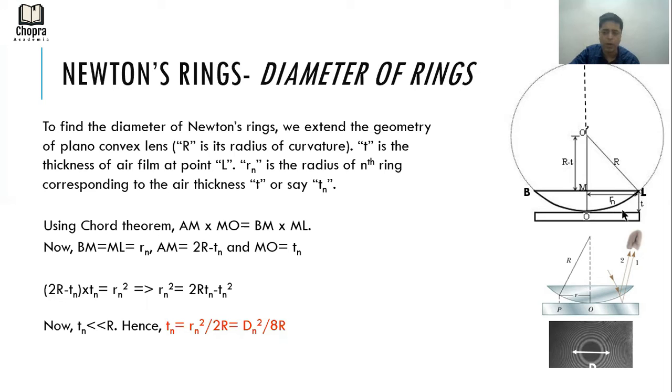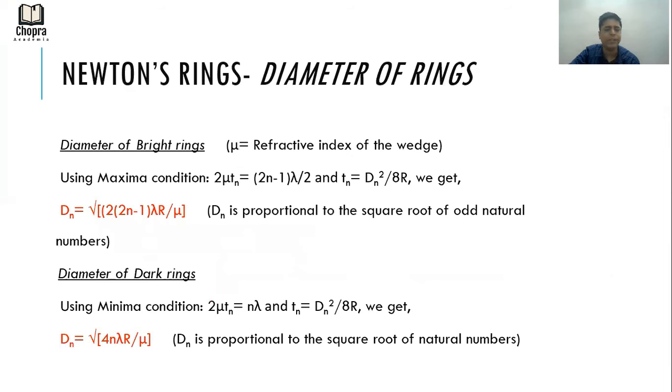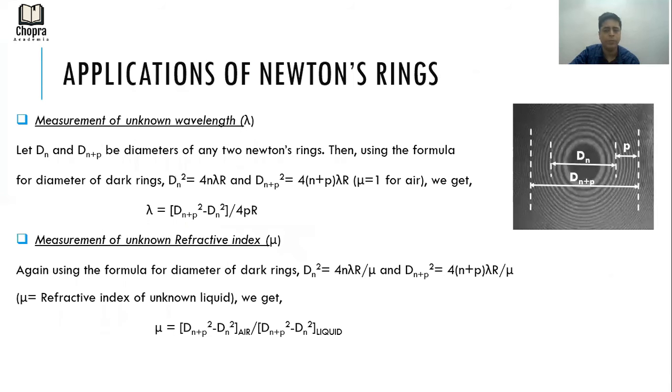liquid used. So what we do is we set up the Newton's ring experiment and we obtain any two diameters of the rings. Say I have a 20th ring and a 15th ring. I denote the 15th ring as Dn and the 20th ring as Dn plus P. So what will be the P value? That will be 20 minus 15, so that will be 5. P is just a counter for the next ring. So let Dn and Dn plus P be diameters of any two Newton's rings.